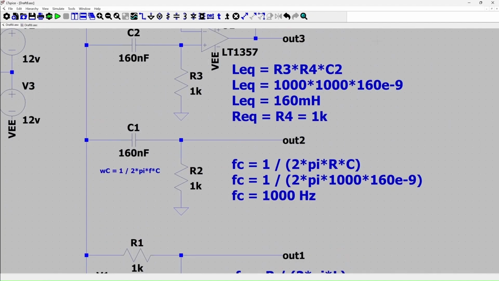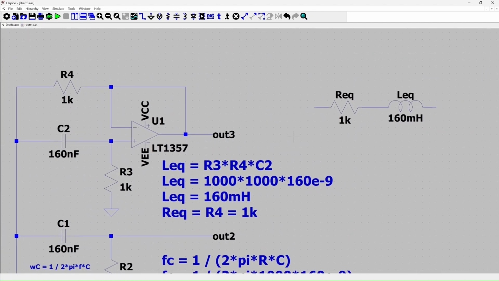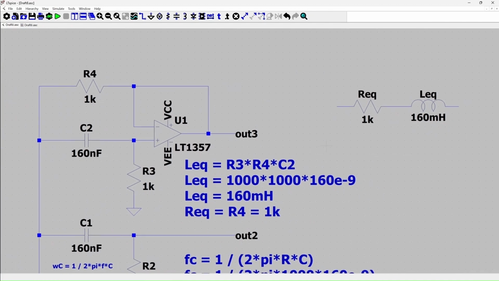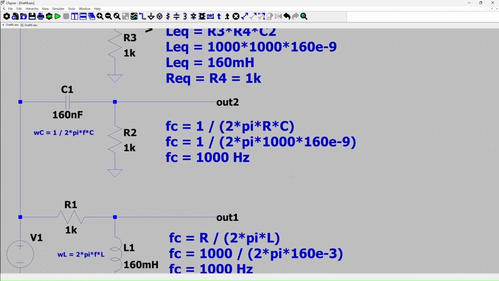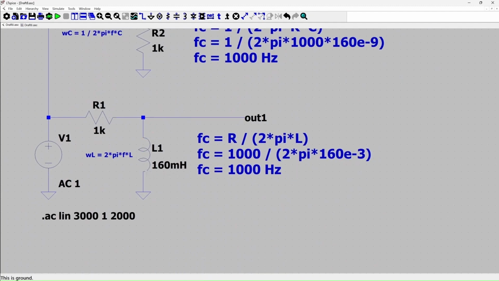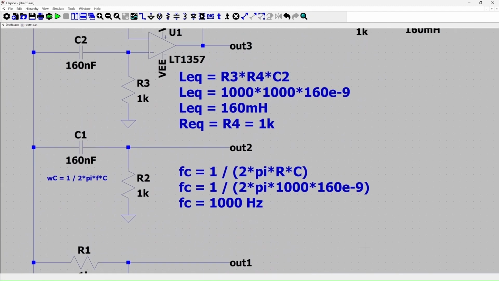So this particular circuit, called a gyrator, is acting like a combination of a resistor and an inductor. The equivalent inductor value is the multiplication of these three components, that is R4, R3, and C2. When we multiply all three together, 1K multiplied by 1K multiplied by 160 nanofarad, as written here, it becomes 160 millihenry. And since it's 160 millihenry, it is mimicking exactly the same inductance as in the RL circuit.